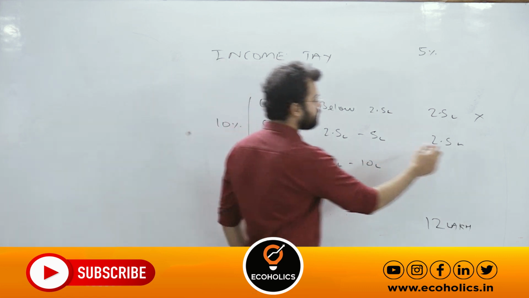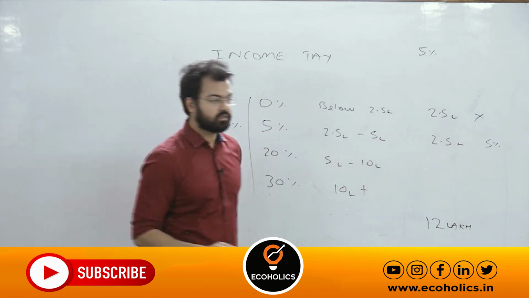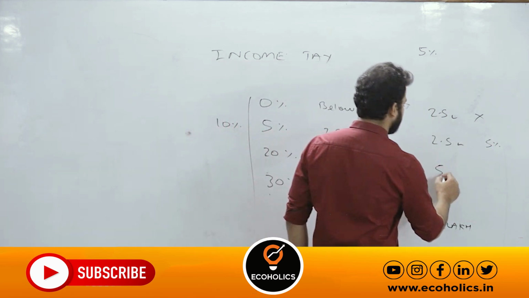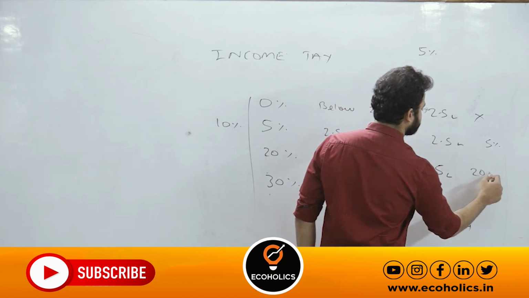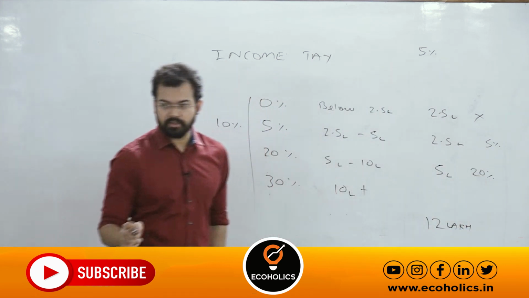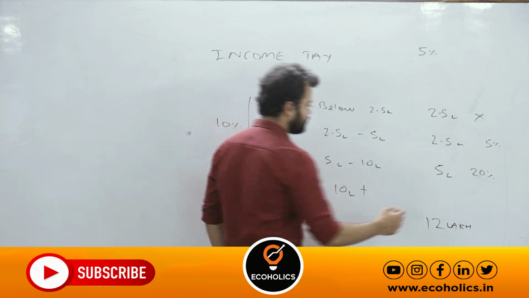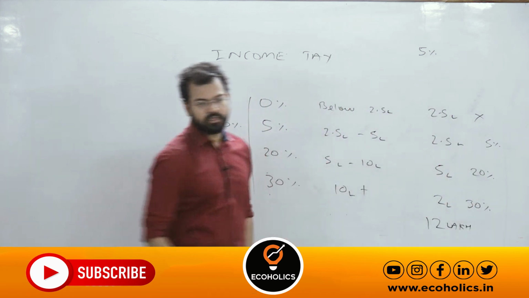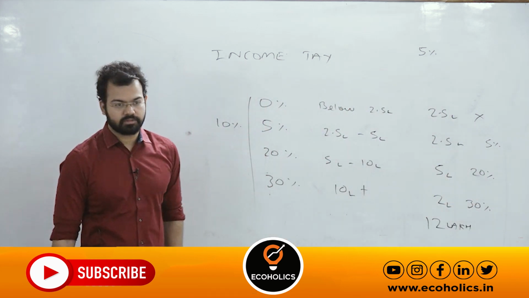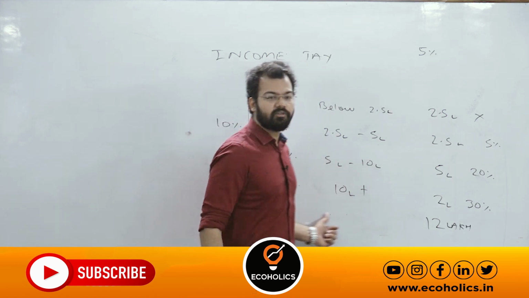So on the next 2.5 you have to pay only 5%. Remaining is 7 lakh. On 5 lakh you have to pay 20%. The remaining amount is 2 lakhs. So on the 2 lakh you have to pay 30%. If you calculate this, your tax liability will come out. It is not like if you are earning more than 10 lakh, it is flat 30%. No.